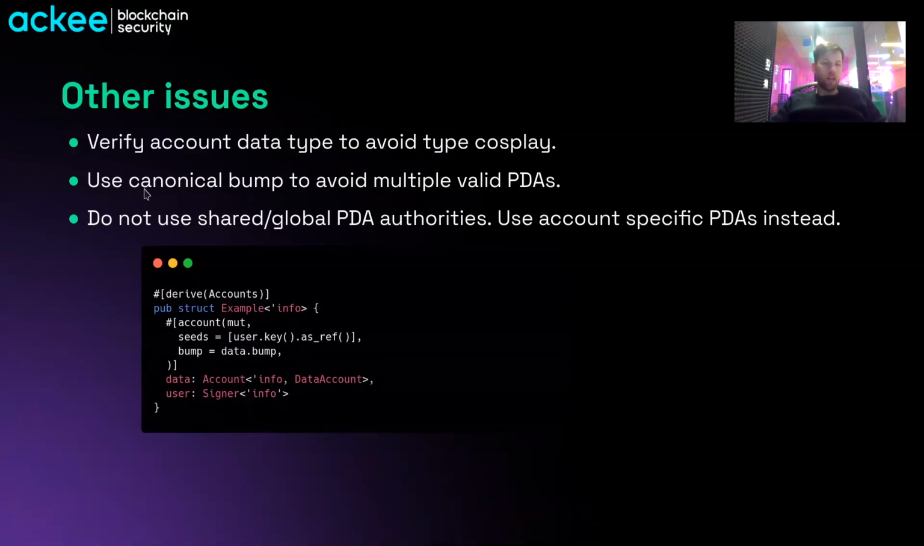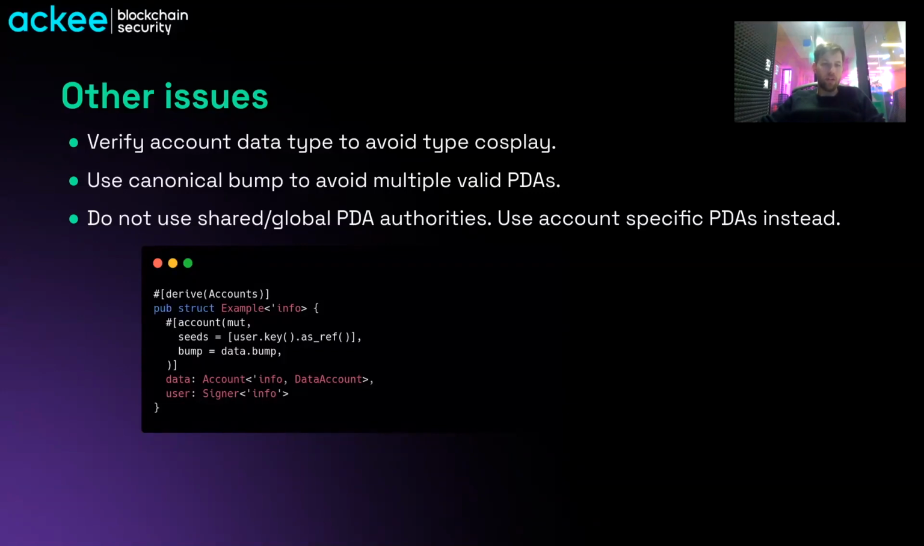Then the next point is that you should always use the canonical bump to avoid multiple valid PDAs. Canonical bump means that this is the very first value of a bump that you calculate when you calculate the PDA address, because a PDA address, as you might know, it's a special address that is so-called bumped off the curve, and therefore it doesn't have a private key, but there might be different values of the bump.